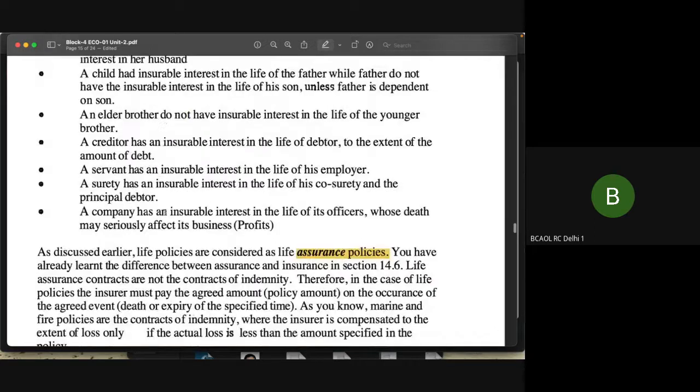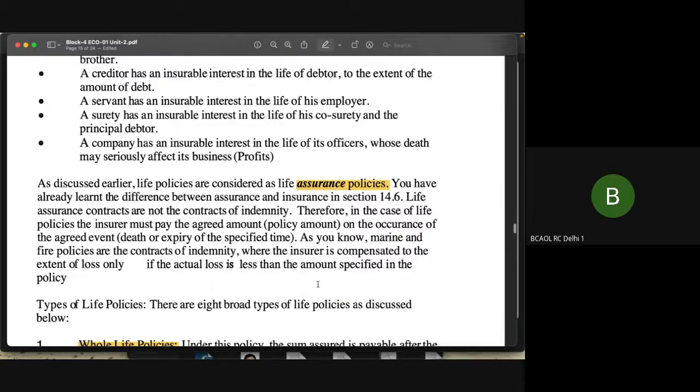Okay, and these are assurance policies. So if a question says assurance, please don't panic, just write about life insurance. Okay, you can give the rationale. It is assurance, it is an assured thing that a person will die today or tomorrow. So that is why the policy of life insurance is known as assurance policies.